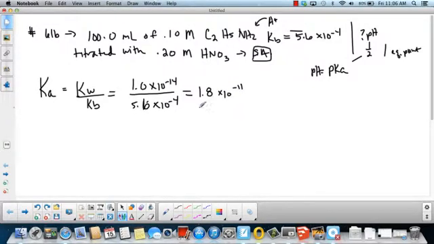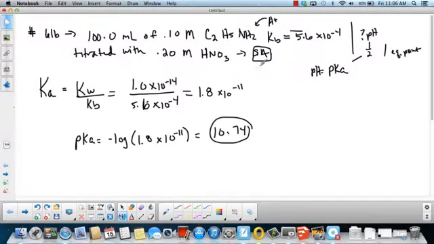Remember, pH is equal to pKa, so in order to find pKa I have to take the negative log of 1.8 times 10 to the negative 11th, and that's going to give me a pH value of 10.74. Boom, there we go, which makes sense because we're starting with a basic solution, we're titrating it with an acid, and we're only halfway there, so we're at 10.74.